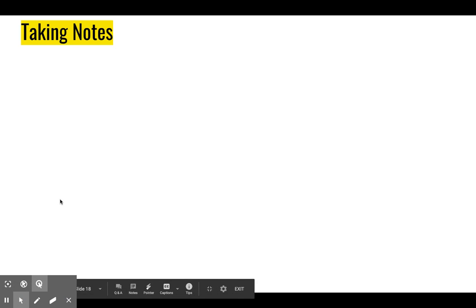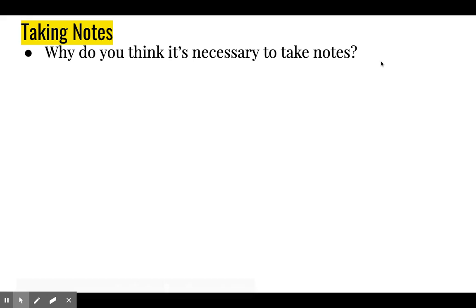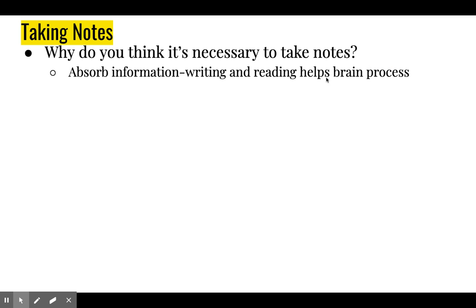All right, let's talk about taking notes. Why do you think it's necessary to take notes? Do you think of things like recording accurate information because you won't remember it all? Looking at multiple sources? Taking notes helps us to absorb information. When you take it in multiple ways, you read it and you write it, you're using more parts of your brain, so it helps your brain to process the information and hold on to it longer.